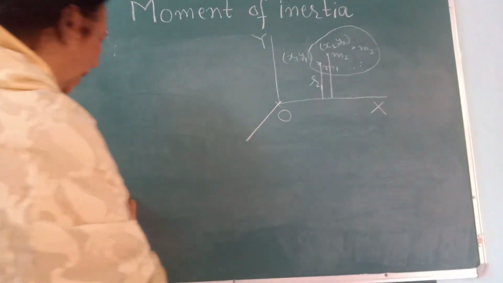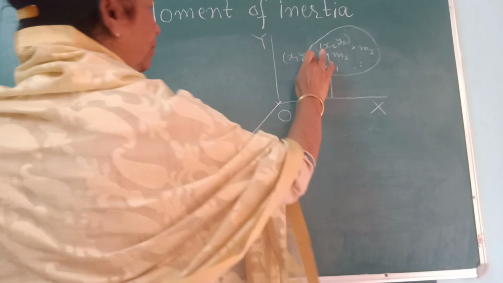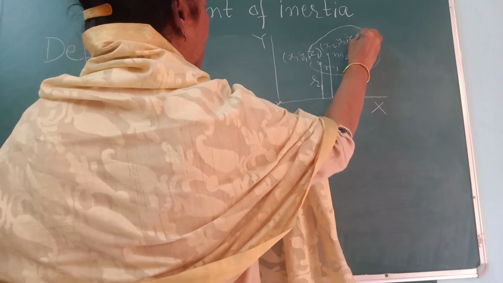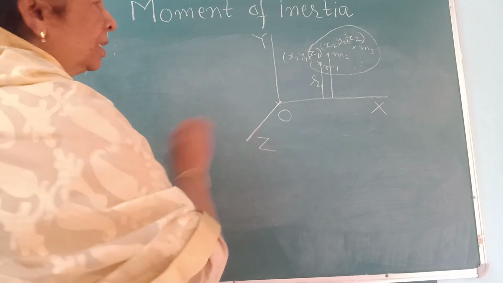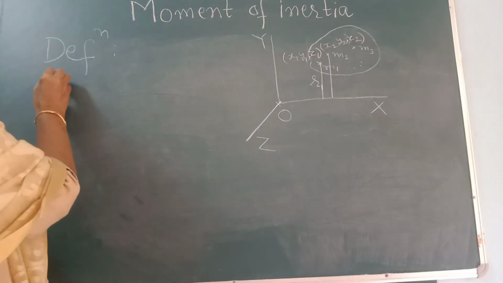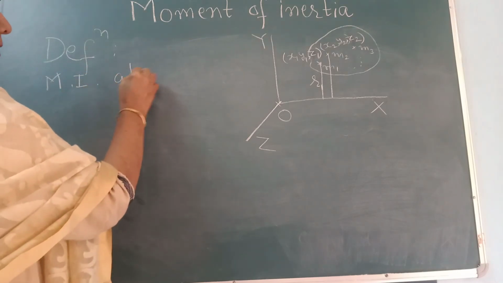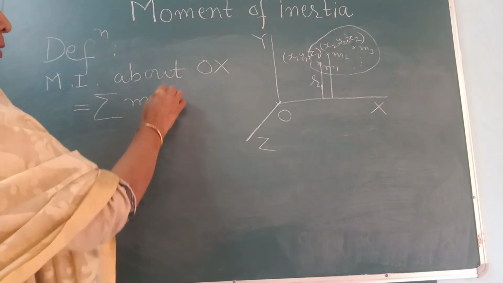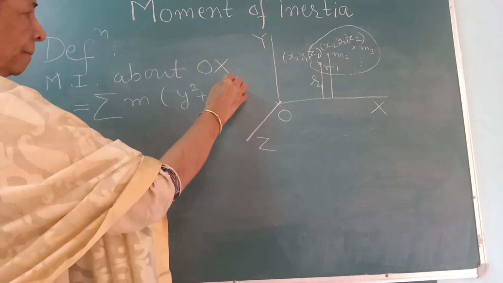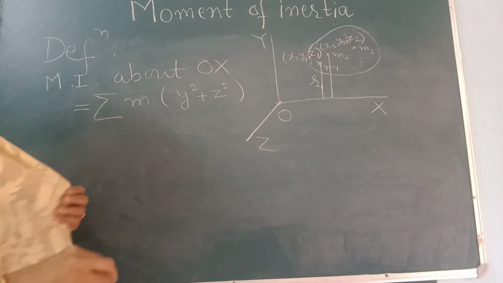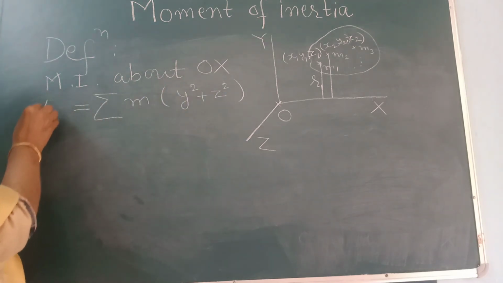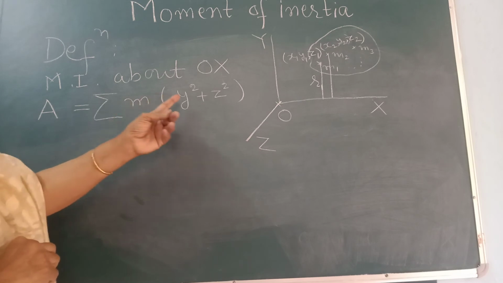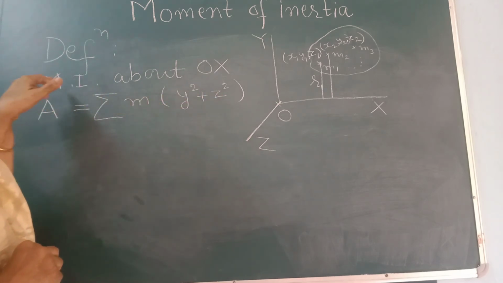Now, if it is a case of 3D, what will happen? Then each particle will have coordinates x1, y1, z1, x2, y2, z2, and so on. This is your z-axis. Then the moment of inertia about OX will be summation of m (y square plus z square), because that will be the perpendicular distance square, and this is termed as capital A. So the value of capital A is summation m (y square plus z square), that is the moment of inertia of this body about OX.